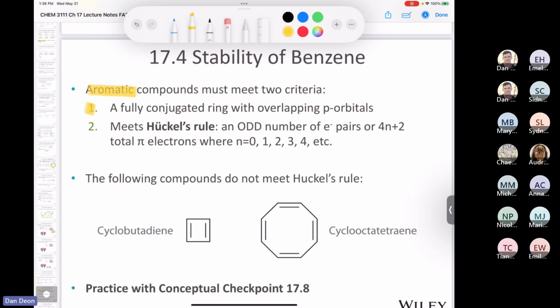And the second one is that it's got to meet Huckel's rule. Huckel's rule is that you have to have an odd number of electron pairs, or 4n plus 2 total pi electrons, where n, which is just an integer, could be 0, 1, 2, 3, 4, etc. I don't know why, but this part drives people crazy for some reason. So let's park it here on Huckel's rule for just a second, because I'm going to mix the two. Every once in a while, I'm going to bring up an odd number of electron pairs, and sometimes I'm going to flip it around and say a Huckel number of electrons, 4n plus 2 pi electrons, where n is equal to 0, 1, 2, 3, 4.